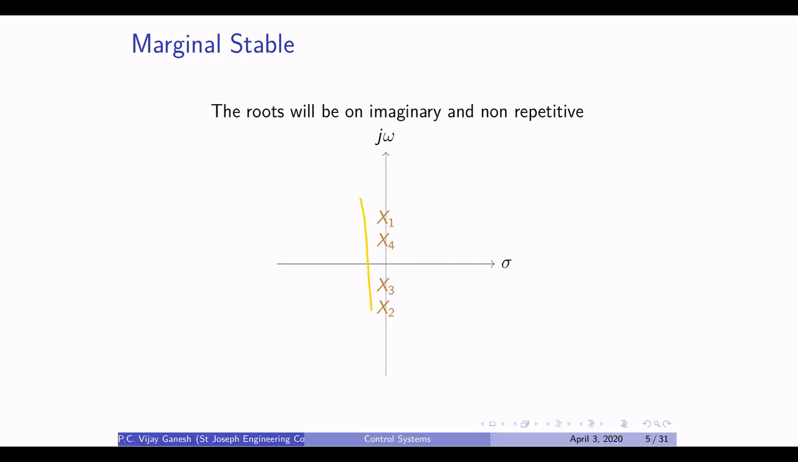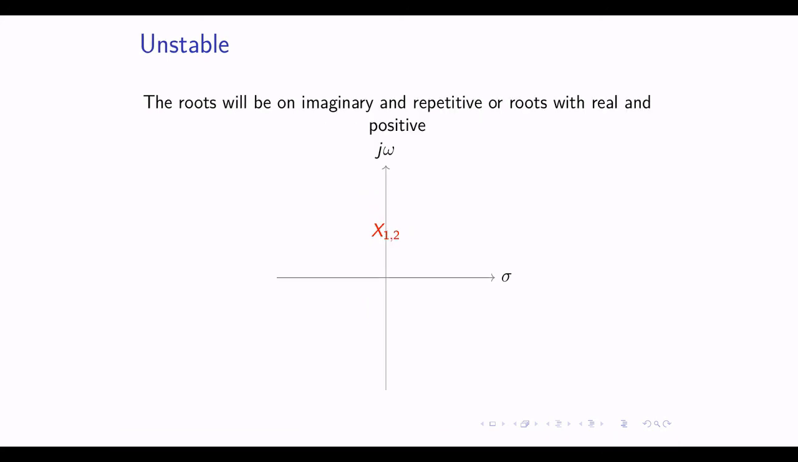If we disturb the system a little bit, then it can go to a stable or unstable location. So again I have added a few more poles, x3 and x4. Still it is a marginally stable system. When it comes to the unstable case, the roots are repetitive in nature. See, the imaginary roots are repetitive in nature. Previously the roots were not repetitive, here the roots are repetitive. That means the system becomes unstable for us.